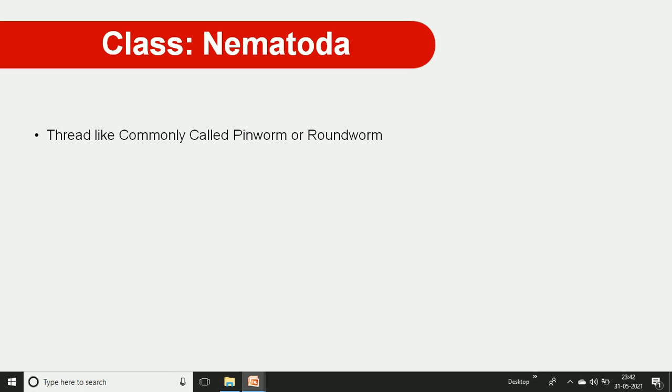This is a common name for the nematode worms. The worm body is covered with a thick cuticle, a protective covering over the whole body. This protective cover is known as the cuticle.